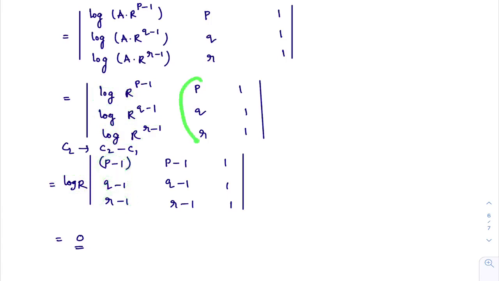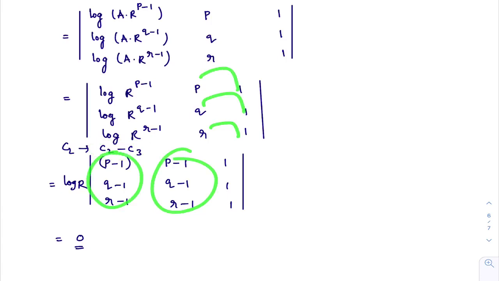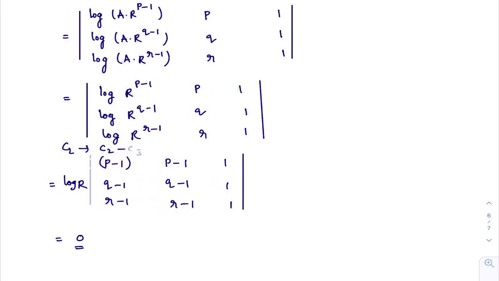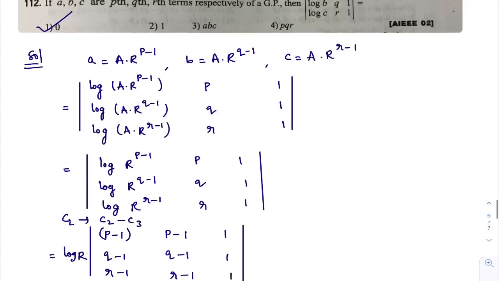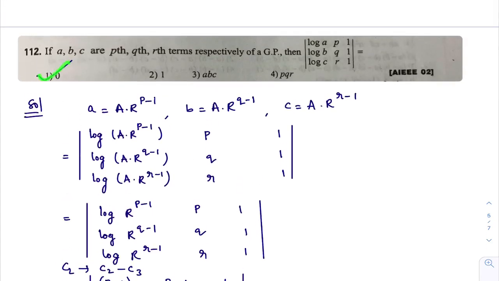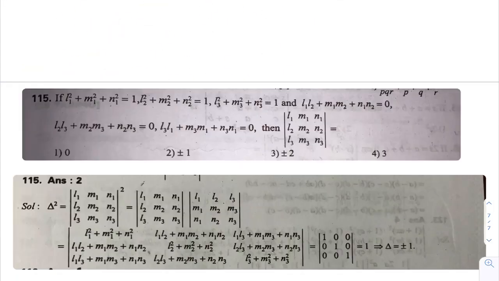You see here, I will change this second column. C2 changes as C2 minus C3. Then we get p minus 1, q minus 1, r minus 1. You see, these two columns are identical, so the value of this determinant will become 0. I hope you are understanding. The value of this determinant is 0, and log r into 0 is 0. So for this question, what is the right option? The first option is the right option. Now we will move to the next question.